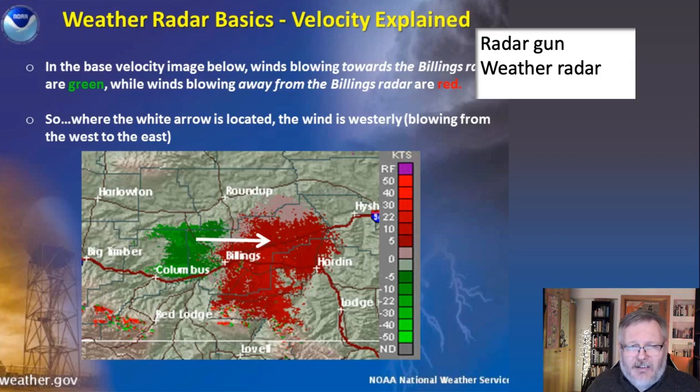KTS is a unit of velocity beloved of aviation and meteorology. 1 knot is 1 nautical mile per hour. And here the red is moving with a velocity of 5 knots. So -5 means towards and 5 means away. And you can see that on the left hand side of the image it's moving in one direction, on the right hand side it's the other.